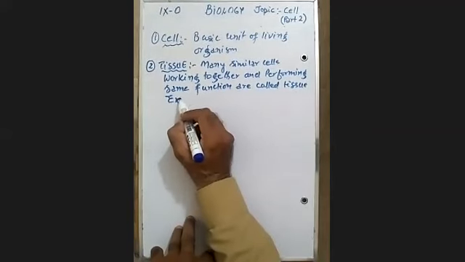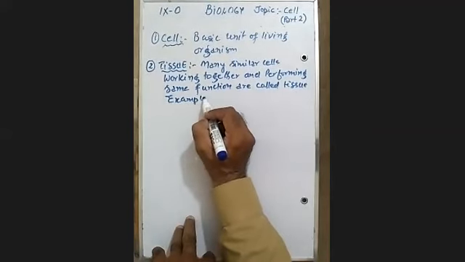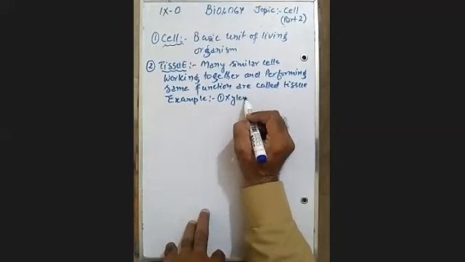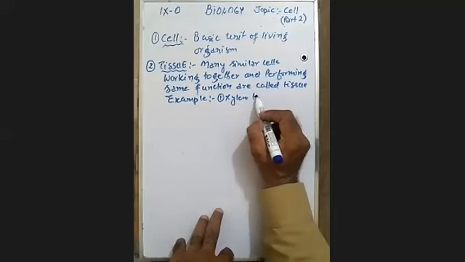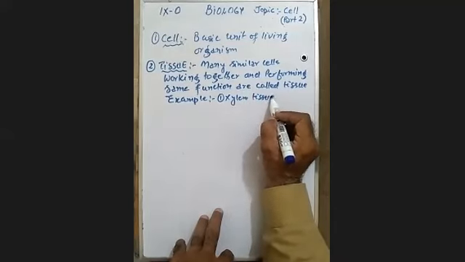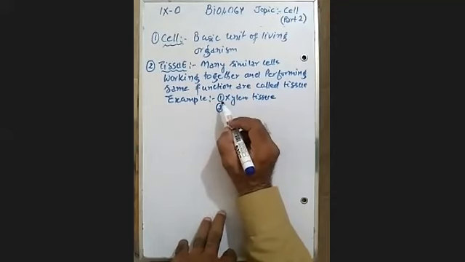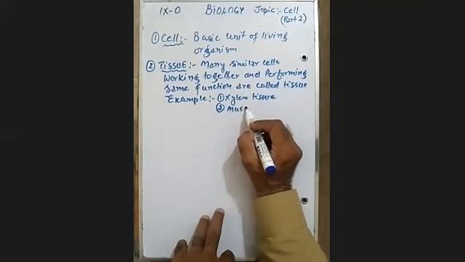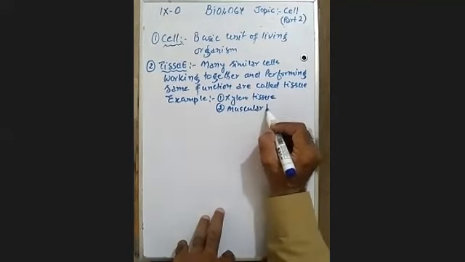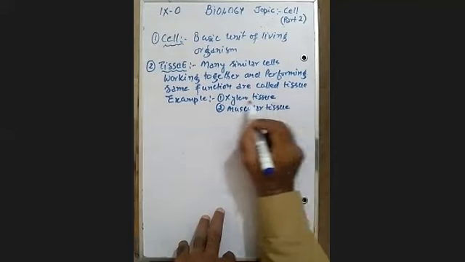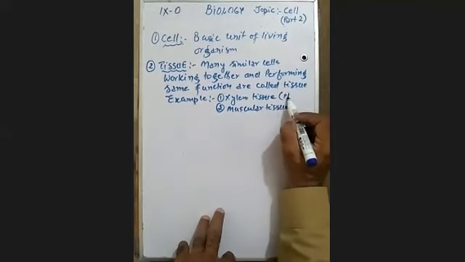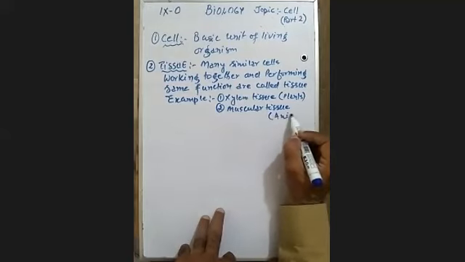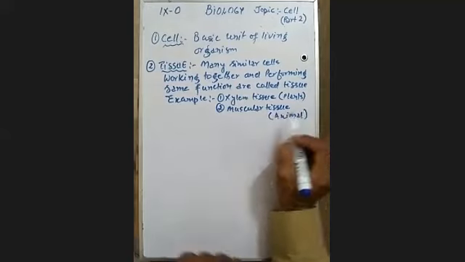What are examples of tissue? I'll give you two examples. Number one is xylem tissue. And the second example is muscular tissue. Xylem tissue in plants and muscular tissue in animals. Is it clear?